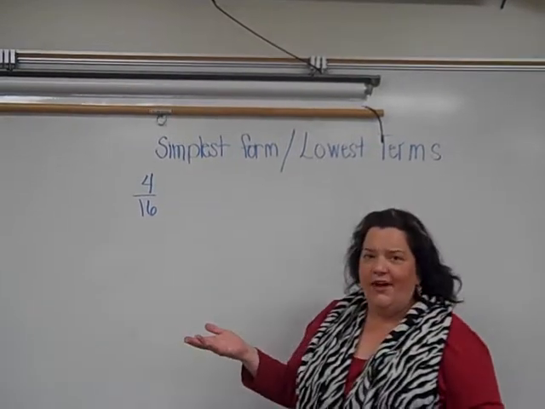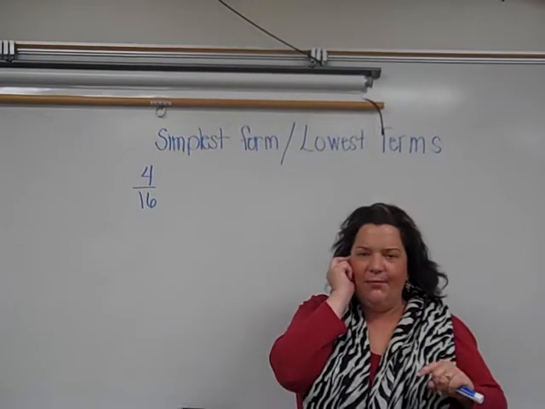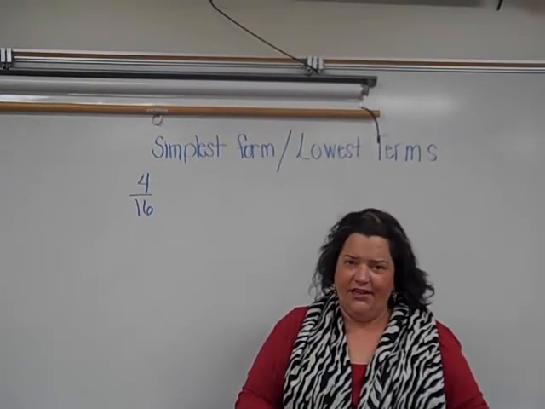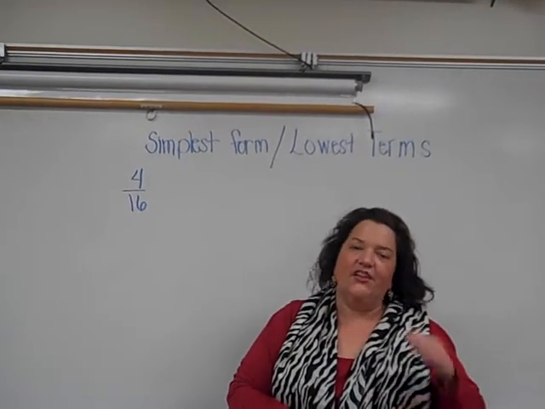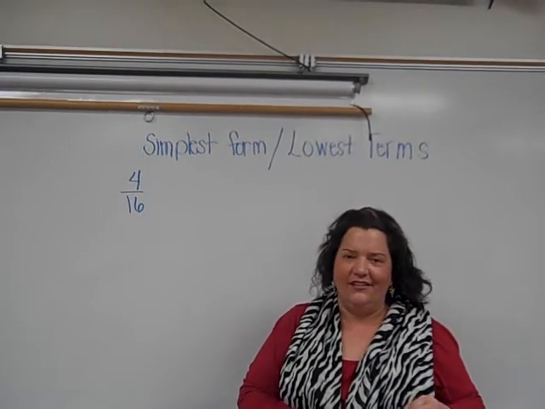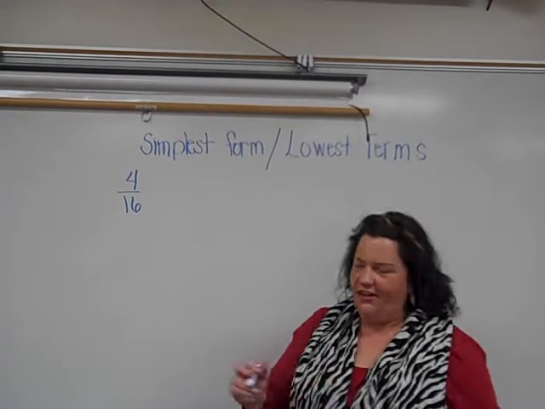You could do this a few ways. If you know your multiplication and division facts, you can think of a number that can go into 4 evenly and that can go into 16 evenly. But let's pretend I don't know my multiplication facts. So I'm going to find the greatest common factor. I'm going to use the rainbow method to find the greatest common factor.